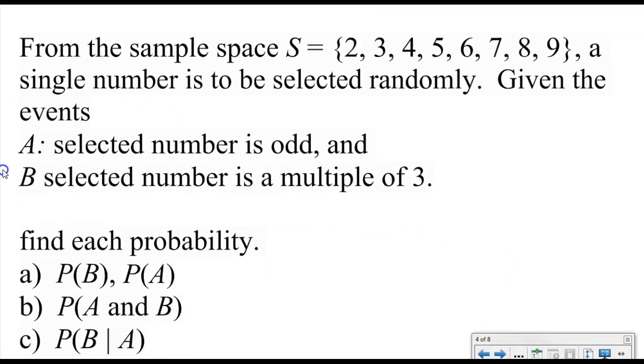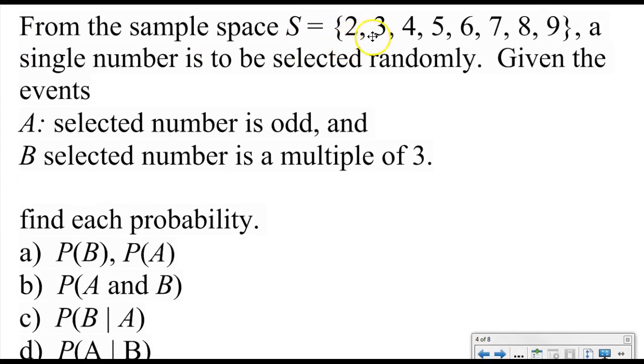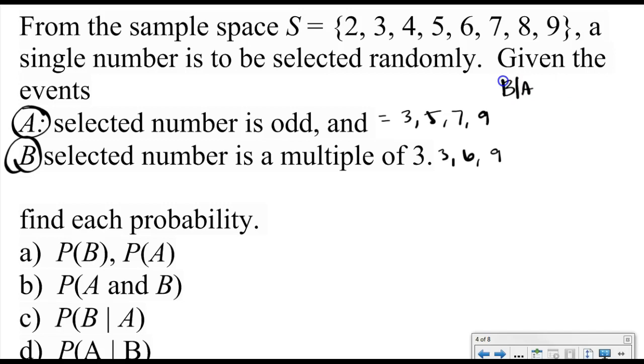So here is my sample space. I have all these numbers 2, 3, 4, 5, 6, 7, 8, 9, and a single number is going to be selected randomly. We're given a couple of events. Event A says that the selected number is odd, and event B says that the selected number is a multiple of 3. The odd numbers I have available are 3, 5, 7, and 9. The multiples of 3 are 3, 6, and 9. So remember, the conditional probability of B is B and A on top divided by A on bottom.